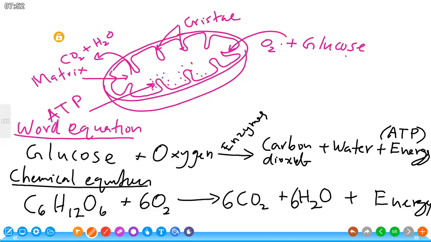Right, then I have given both the word equation as well as the balanced chemical equation for respiration. You can write it down for question number 15 and 16.